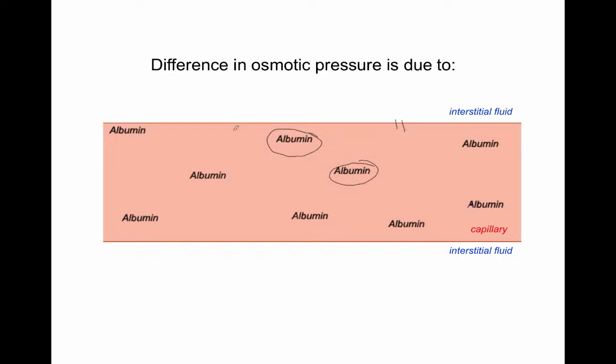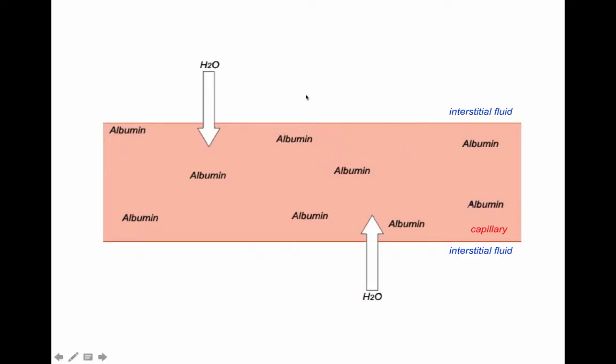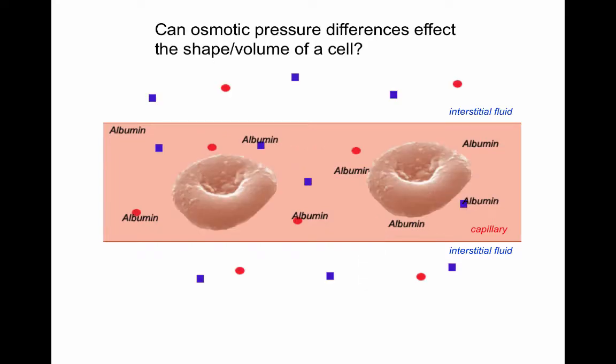And with a semi-permeable membrane, the only thing that can change sides to try to create a more equalized pressure between these two spaces is water. Water will move into the location where it is lower in concentration so that it can equalize with the location that it came from. Question: can osmotic pressure differences affect the shape or volume of a cell?